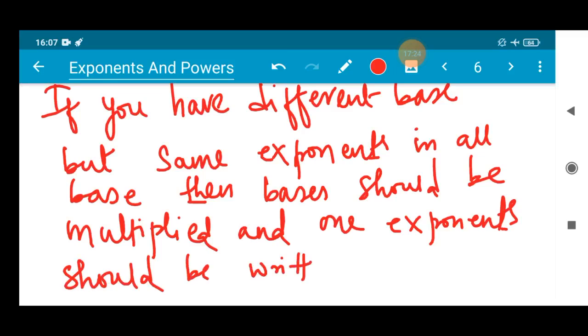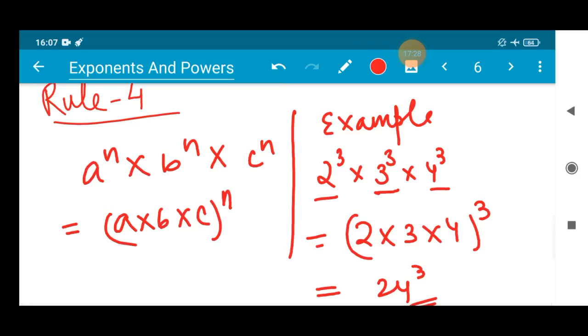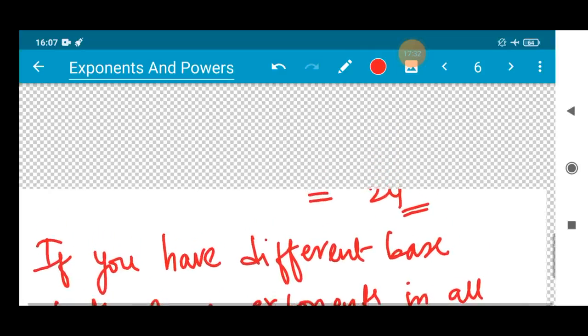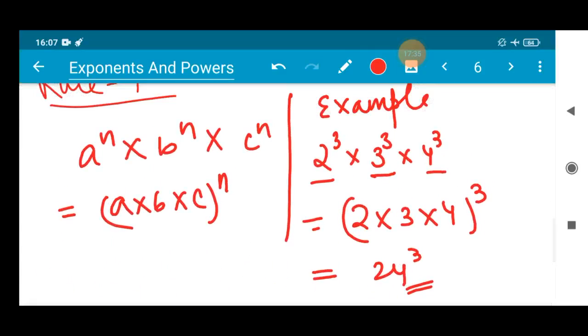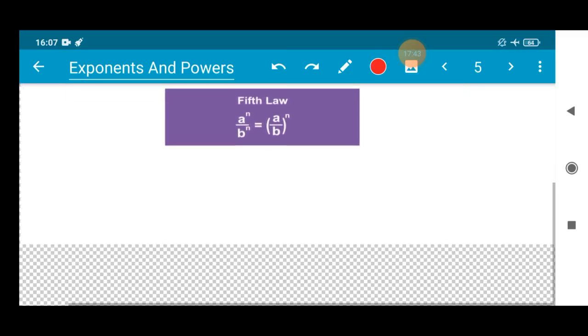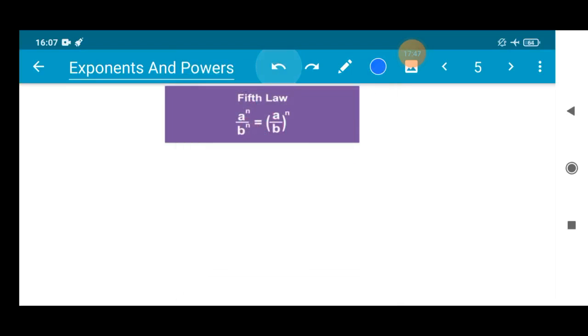Isn't it? So you just saw an example also that whenever you have different bases but the same exponent, at that time you will be multiplying the bases, and only one exponent should be written in that condition. Okay, so the last and the fifth law is left out. It is also very, very similar. So let me solve it over here only. Let me discuss this law.